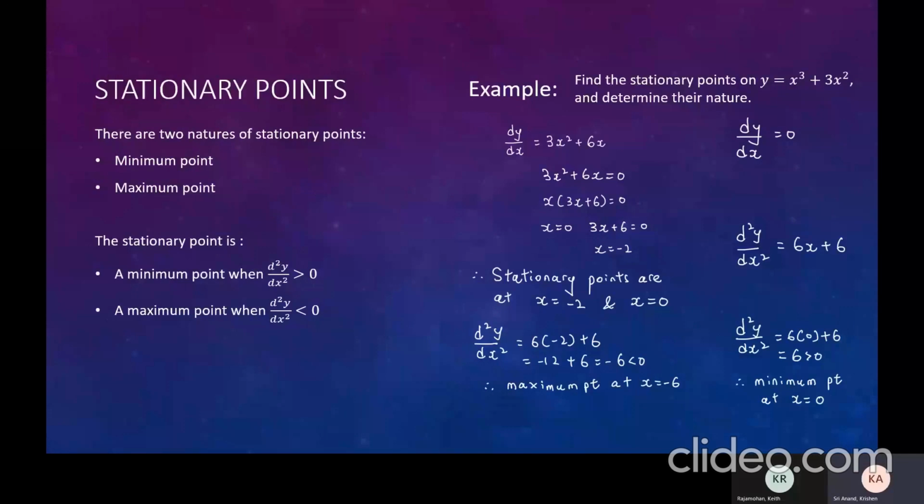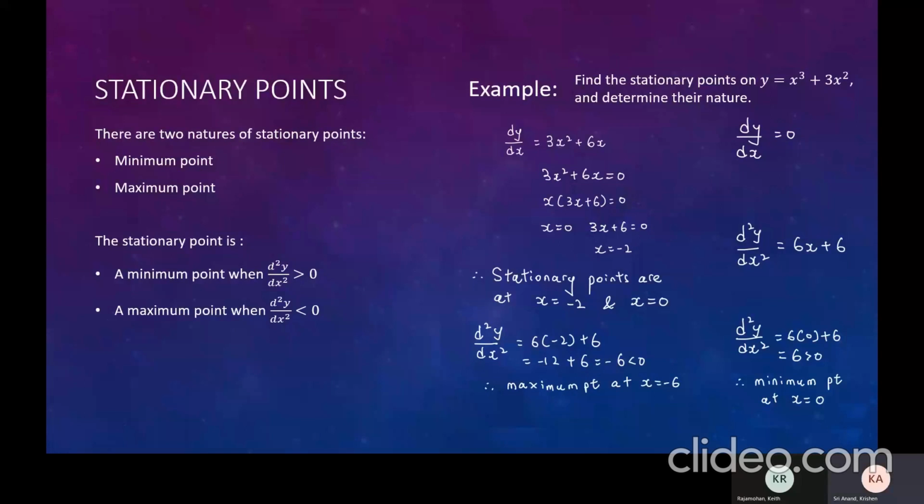Now we will learn about stationary points. Stationary points are points on the curve where the gradient is parallel to the x-axis. Hence, at stationary points, dy over dx will be equal to 0. Stationary points have two natures, maximum and minimum. They are considered to be minimum when the second derivative is more than 0 and maximum when the second derivative is less than 0. Now we can try an example equation, starting by differentiating the equation of curve.